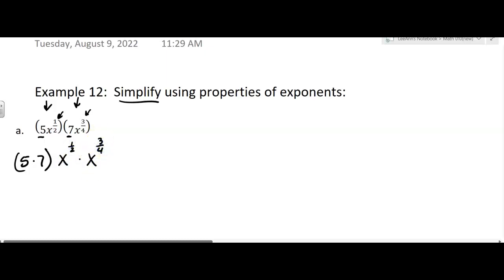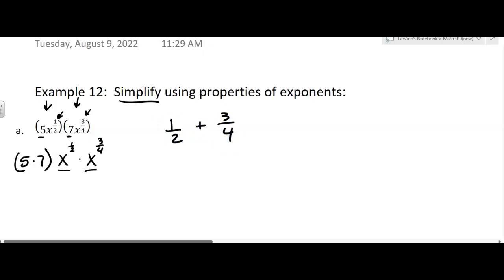Now you might be thinking, well, why don't I change it to radical notation like we were doing? I don't want to do that because I want to use these exponents to combine them. Remember, these are the same base. So how do I combine in multiplication if I have the same base? I have to add. So what's 1/2 plus 3/4?